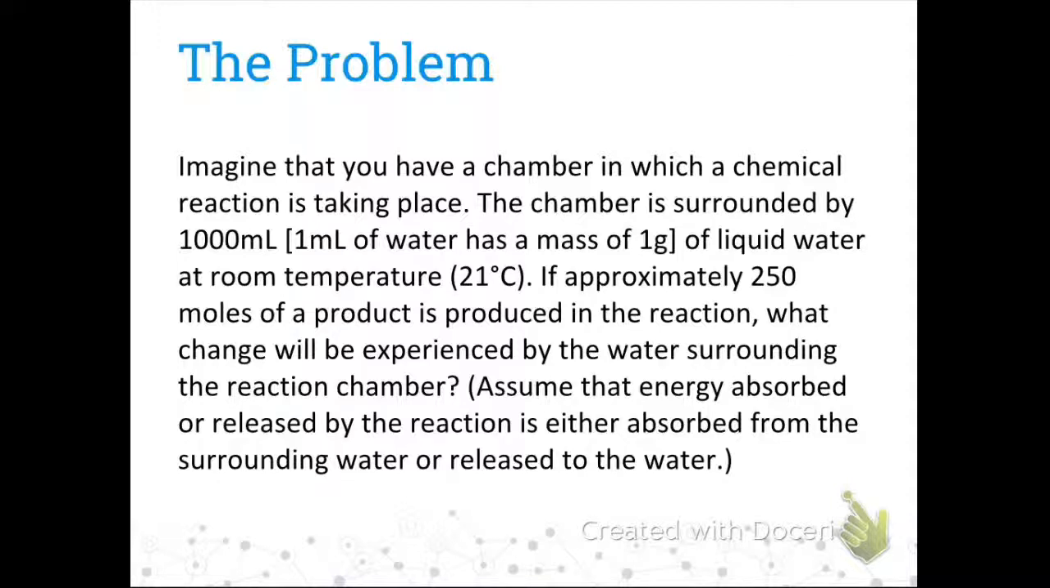The problem we were given is, imagine that you have a chamber in which a chemical reaction is taking place. The chamber is surrounded by 1,000 milliliters of liquid water at room temperature, which is 21 degrees Celsius. 1 milliliter of water has a mass of 1 gram. If approximately 250 moles of a product is produced in the reaction, what change will be experienced by the water surrounding the reaction chamber? Assume that energy absorbed or released by the reaction is either absorbed from the surrounding water or released to the water.